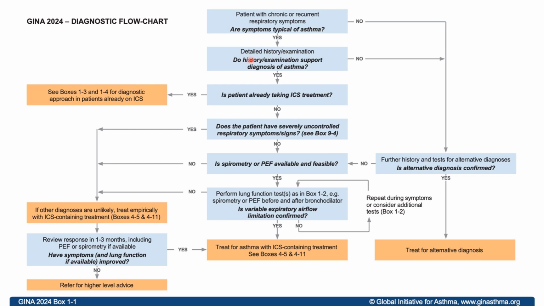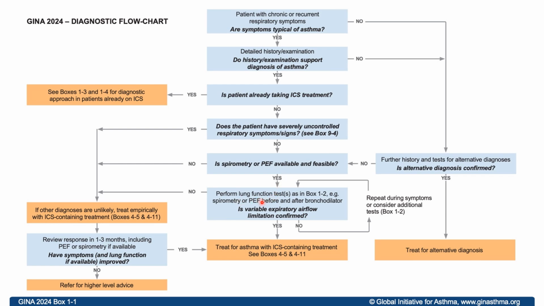So if yes, then you take a detailed history. If your history is supportive of asthma, then you assess: is the patient taking ICS treatment? If the patient is not taking ICS treatment, the next thing you ask yourself is: is this patient in the acute phase? Does the patient have severely uncontrolled symptoms? If no, then you do the test, that is the spirometry or the PEF. Is it available or not? If it's available, then you do the lung function test.